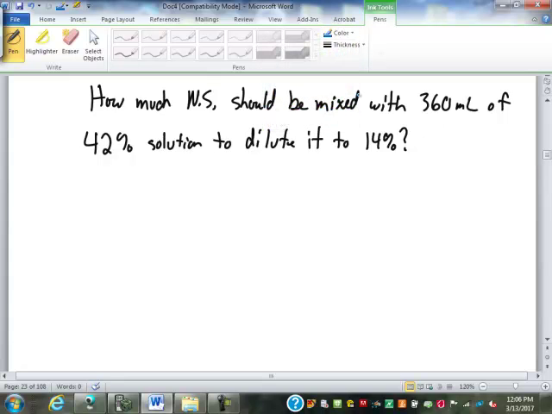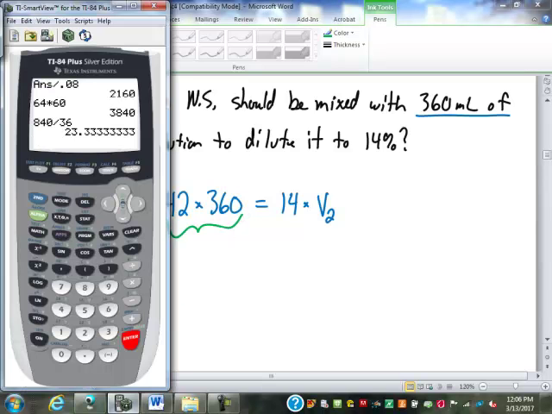So we're going to start out with the same formula. We're starting out with 360 milliliters of 42% solution. So 42% times 360. That's what we're starting out with. That's our before. After we dilute it, we're going to be at 14%. So that's our second concentration. It'll be 14. We are looking for, or we're going to find at least for now, the second volume, V2. So 42 times 360.